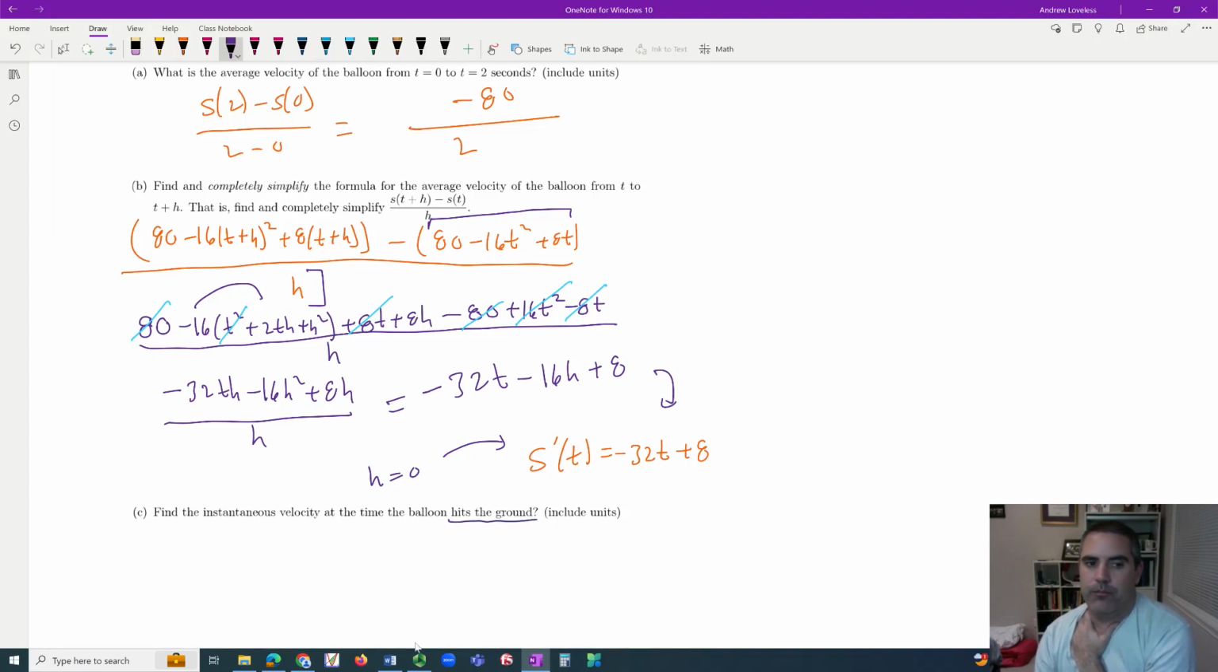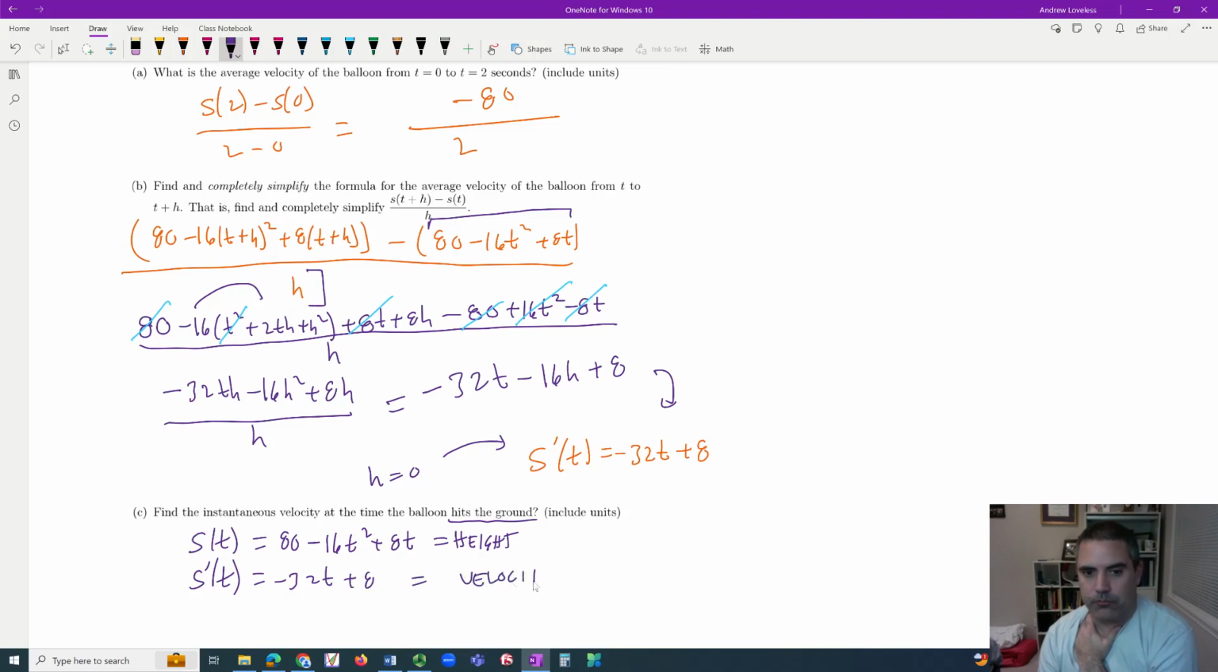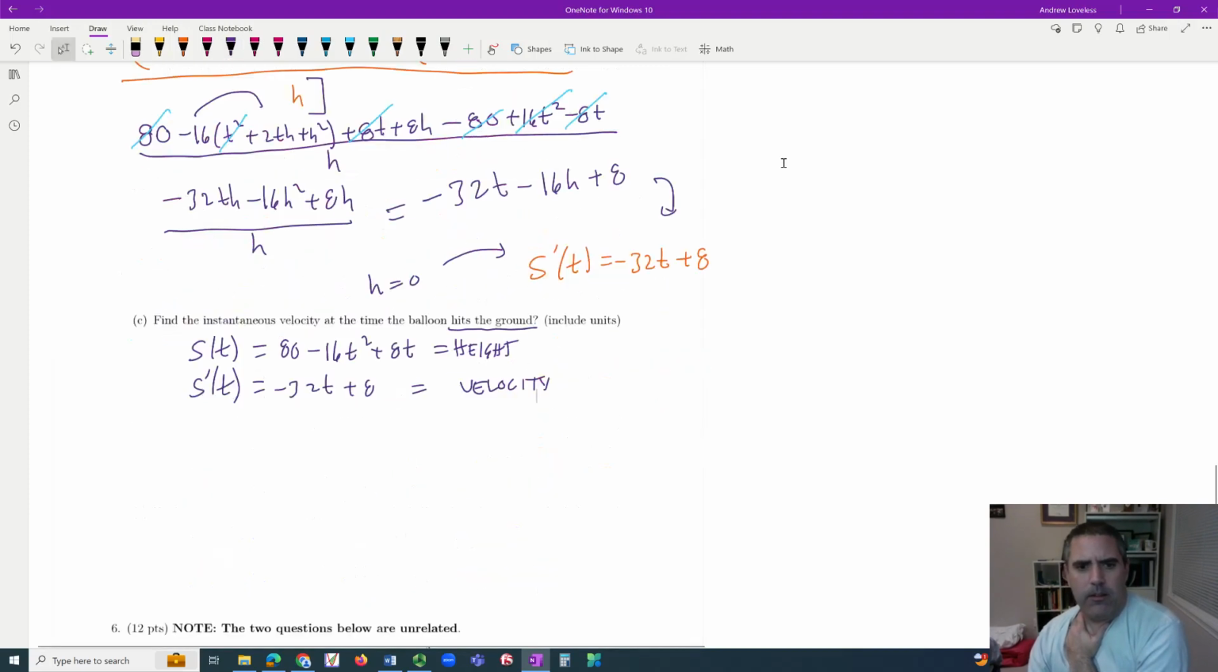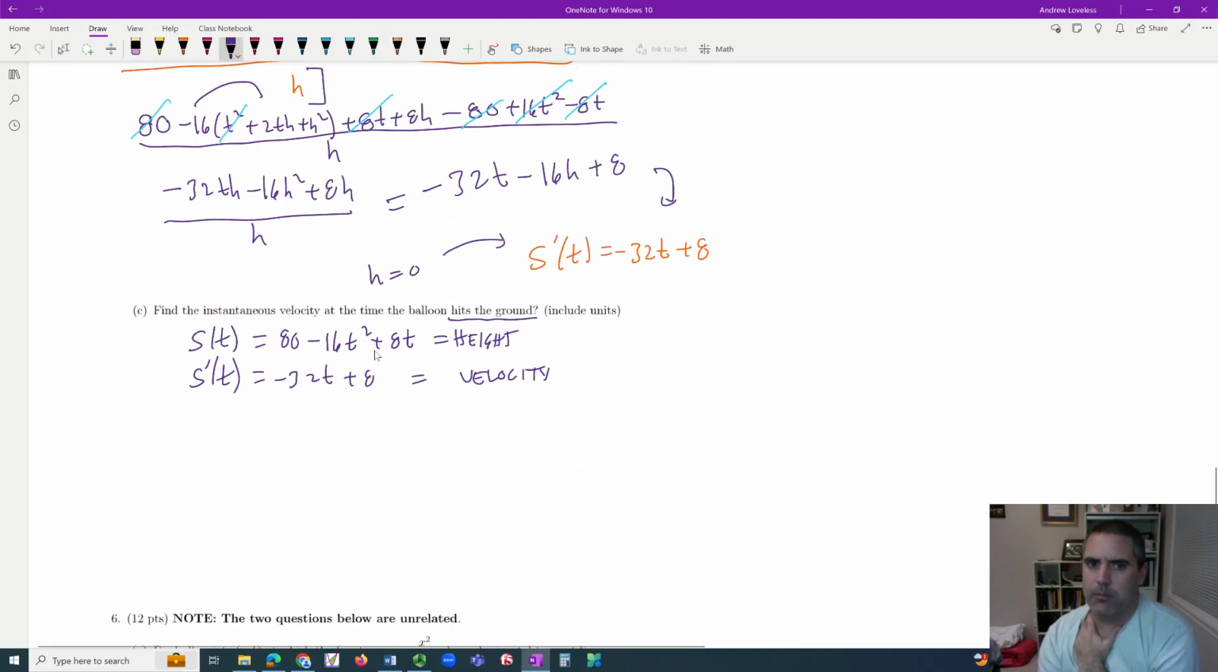Hits the ground. How do we do hits the ground? We have these two things. We have the formula, which is 80 minus 16t squared plus 8t, and that's the height. And then we have the derivative, and that's the velocity, or the slope of the graph. So hits the ground is talking about height. It wants to know when the height is 0. And then we want to know the corresponding velocity.